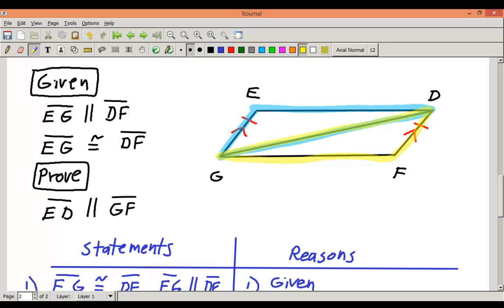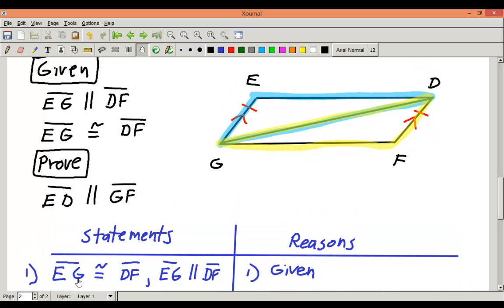And then you'll see how it unfolds, but we're going to prove that corresponding angles of those two triangles are congruent. And then we're going to say that these two particular lines are parallel, and we're going to give a statement and a reason for every step. And this is really very similar to what your assignment's going to be like. So pay close attention.